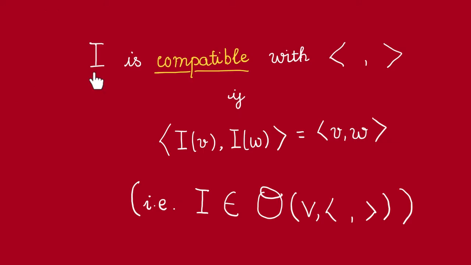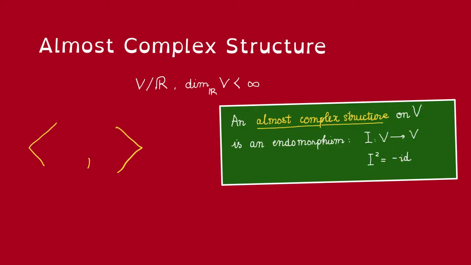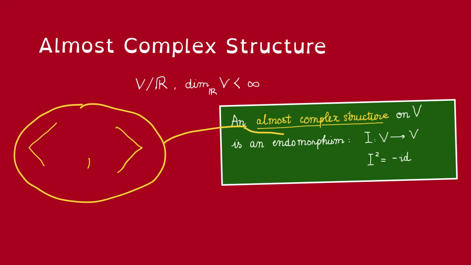So we say that an almost complex structure I is compatible with this scalar product if I preserves the scalar product on V. So when V is a Euclidean vector space, what is the relationship between the scalar product on V and an almost complex structure on V? It turns out that in the case of dimension 2, these two notions are almost equivalent. In higher dimension, it's going to be a bit more complicated, but let's first discuss the case of dimension 2.